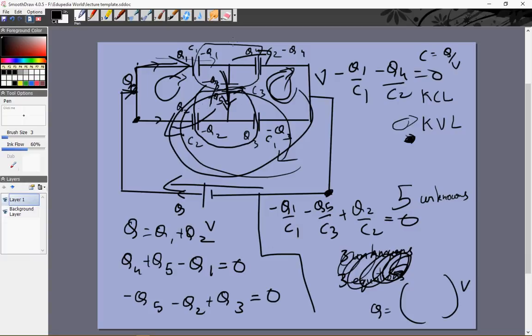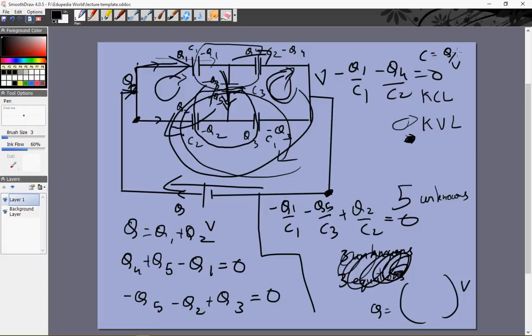You first assumed a certain number of unknowns. You use KCL to reduce the number of unknowns by finding relations. Then you use KVL and C is equal to Q by V to get some more equations and solve it. Personally, I like the other method in which you assume using KVL and solve using KCL. And there's a very simple reason for that.